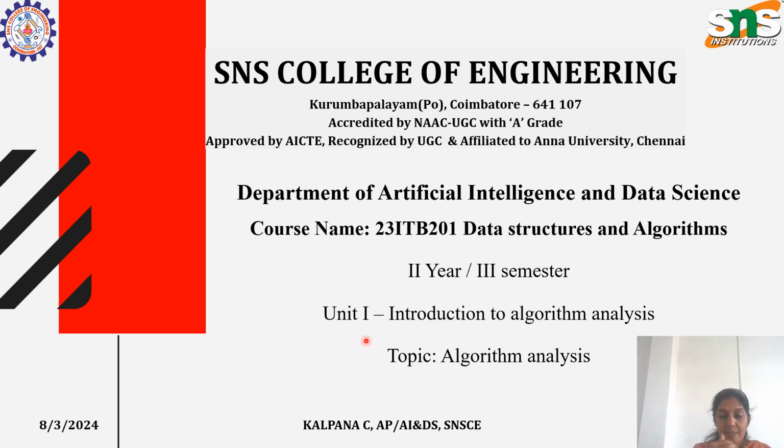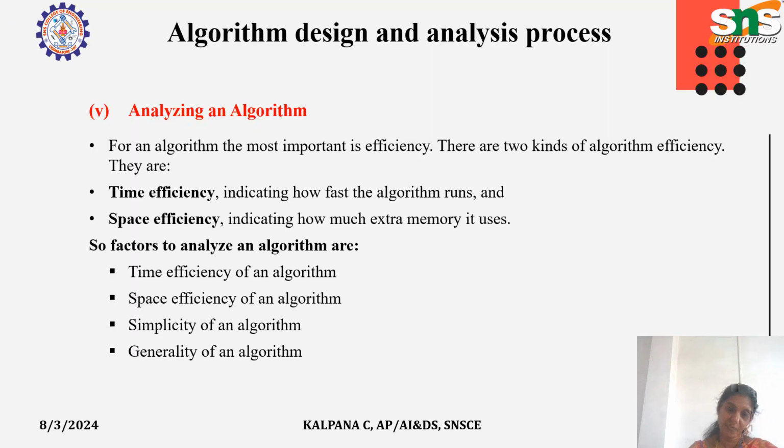Hello everyone. We'll discuss the rest of the steps which are involved in algorithm analysis. So the next, fifth step is analyzing an algorithm. Here we are concentrating on two types of efficiencies. One is time efficiency and another one is space efficiency. Time efficiency indicates how fast the algorithm runs, and space efficiency indicates how much extra memory it uses.